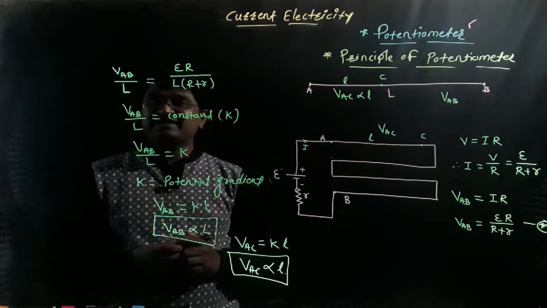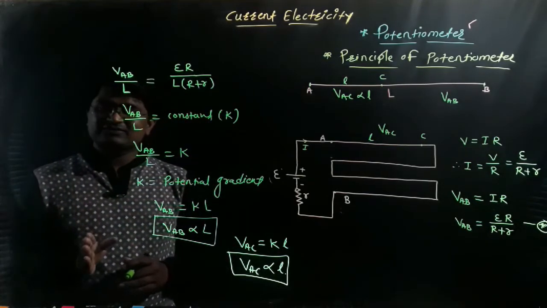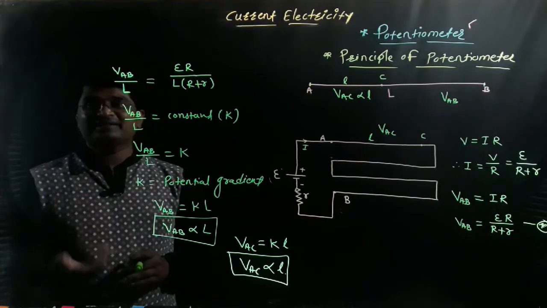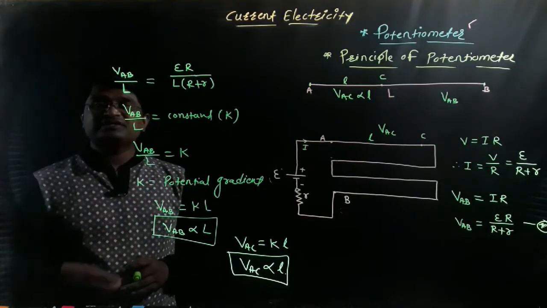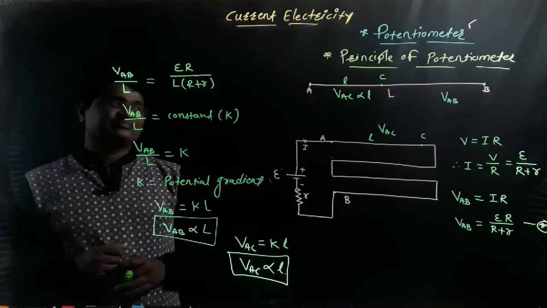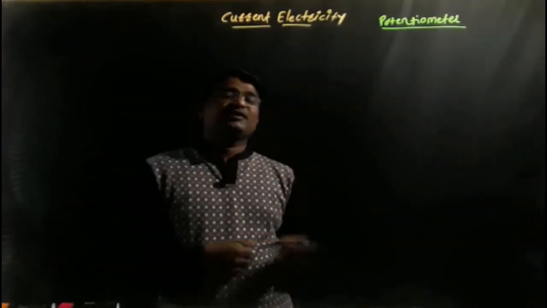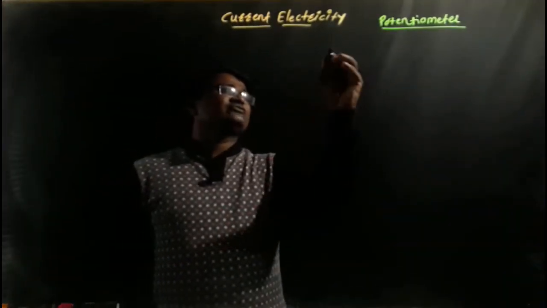So the potential gradient is constant. Potential gradient is constant means that the potential per unit length is constant. It means that potential is directly proportional to the length. It is a very easy statement for the principle of potentiometer. VAC is directly proportional to l. Now we will discuss the use of potentiometer.